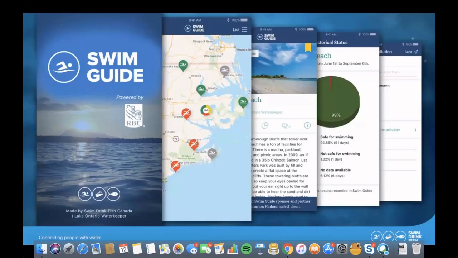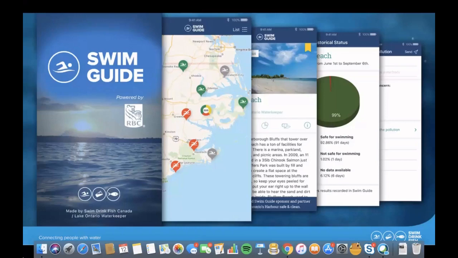And again, our idea is always that this is free and accessible, and we're trying to make it as accessible as possible for the public. It's free for the public to use to find water quality information, and it's free for anyone that would like to share their data on Swim Guide.